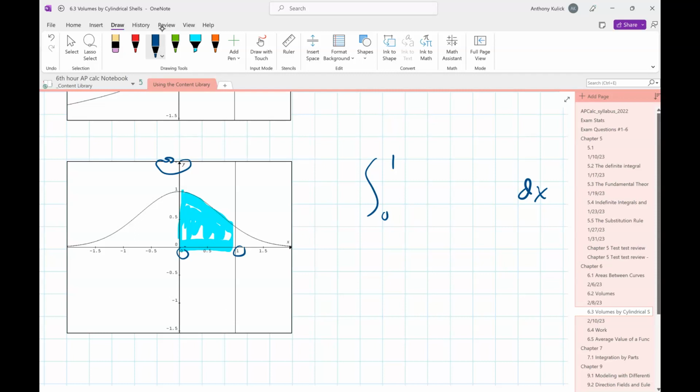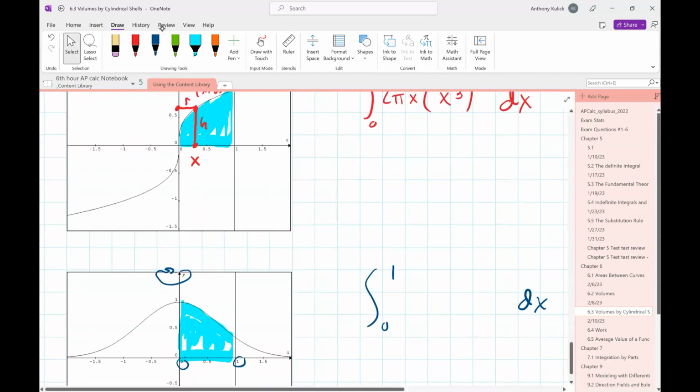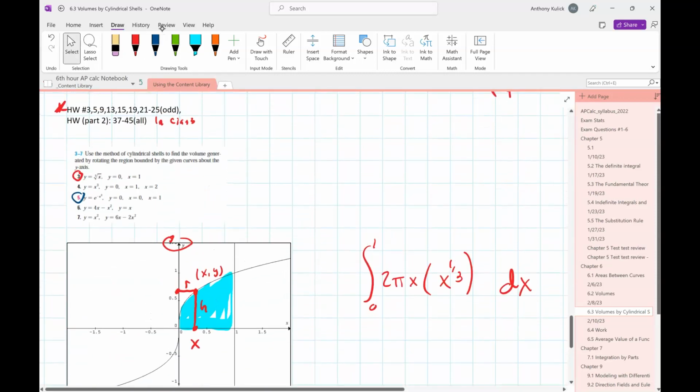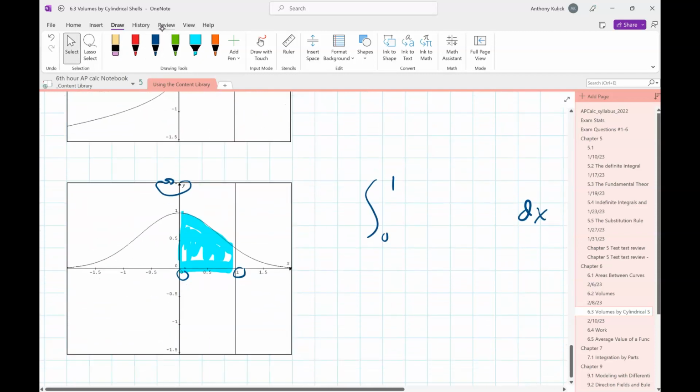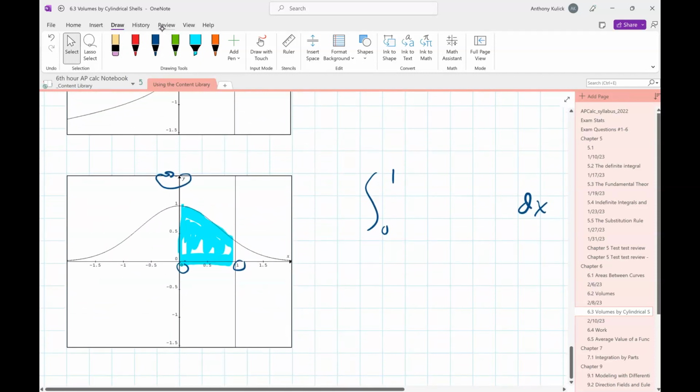Are we rotating with x equals 0? That's the same as the y-axis, right? These problems all said rotating about the y-axis. Yeah, x equals 0 and x equals 1. So yes, this is also the axis of rotation in this problem. Yep. Everybody's so far so good?